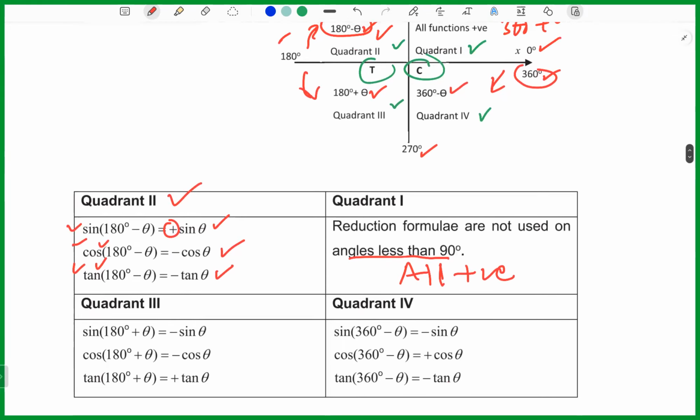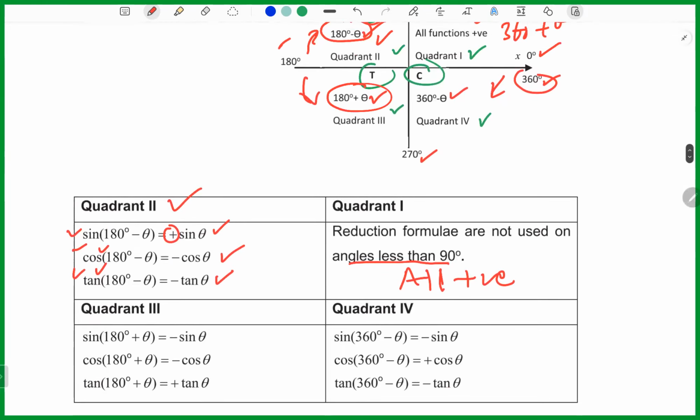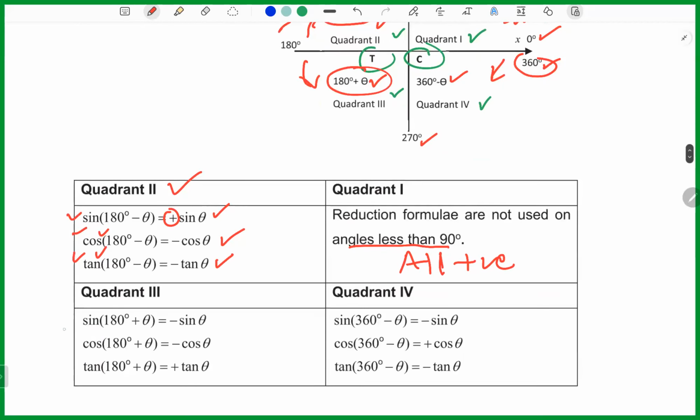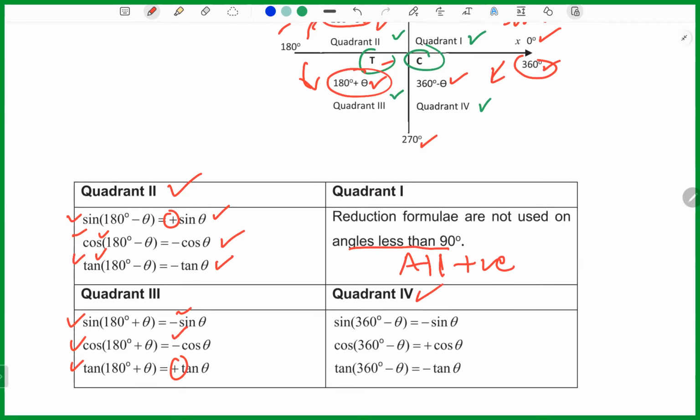In quadrant 3, we have 180 degrees plus, so you can put the sine, the cosine, the tan, but it's only the tan that is positive. The rest are negative.